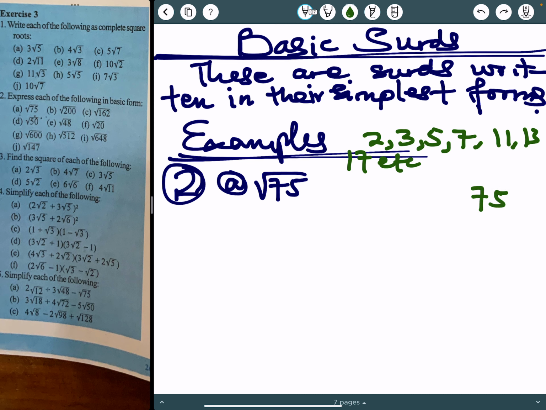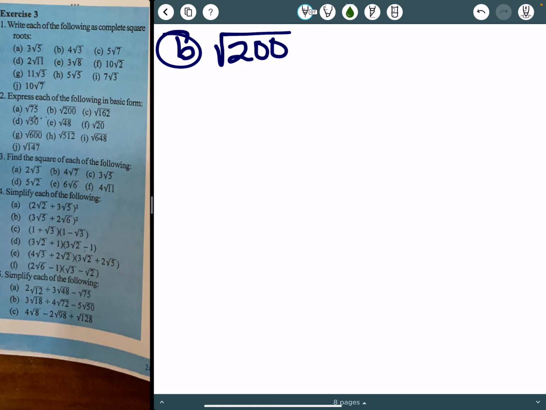Let's take another one. B, root 200. I'm going to simplify 200 also by writing it as a product of its prime factors. 2 can start the division of 200. 2 in 200, 100. 2 in 100, 50. 2 in 50, 25. Then 5 next. I can't use 3, I can't use 2 anymore, but I can use 5. 5 in 25, 5. 5 in 5, 1.